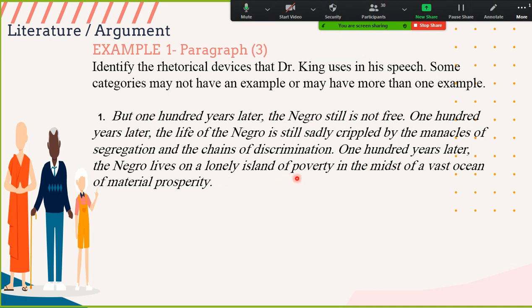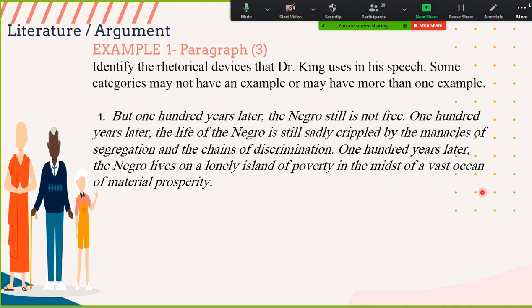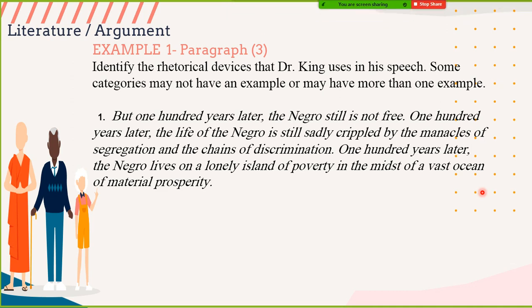A lonely island of poverty in the midst, it means in the middle of a vast ocean. Can you imagine? Imagine a vast ocean, a huge or gigantic ocean. And in the middle there is an island, and this island is very poor, and the Negro are living on this very poor island. And this vast ocean is what? Material prosperity. It means that the society surrounding the Negro people is living in prosperity, in wealth, a rich life. Get this? You want me to explain it again? Okay, I hope that it's more clear now.